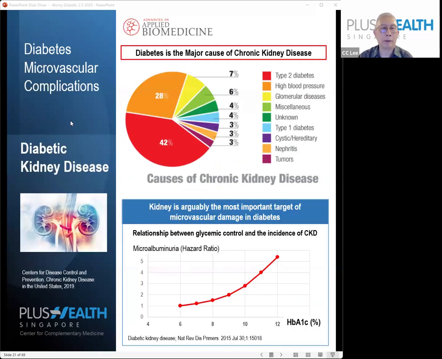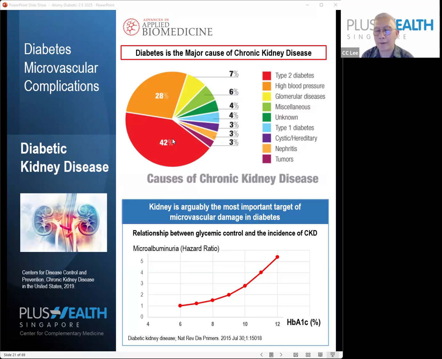Okay, now let's look at the microvascular complication of the kidney. That means diabetic kidney disease, right? Now, if you look at the context, diabetes is the major cause of chronic kidney disease. This chart shows that type 2 diabetes accounts for 42% of the cause of CKD. Then hypertension is the second major cause. But if you look at it, diabetes is the major cause of chronic kidney disease, and that is a very important consideration.